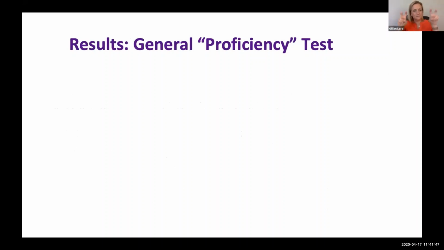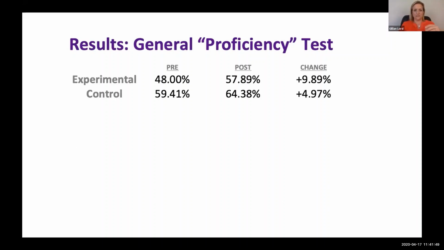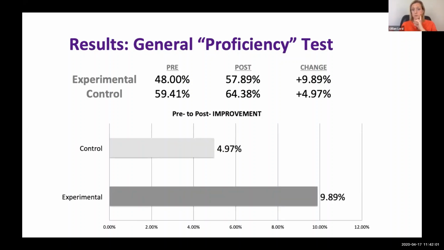And then again, this proficiency, just this overall skills test. The control group started significantly higher than the experimental group, weirdly, just randomly. But both improved, and the experimental group improved considerably more by the end of the semester. This graphic is a little misleading, because statistically by the end of the semester there was no significant difference between them. So what that's saying is it's still working.